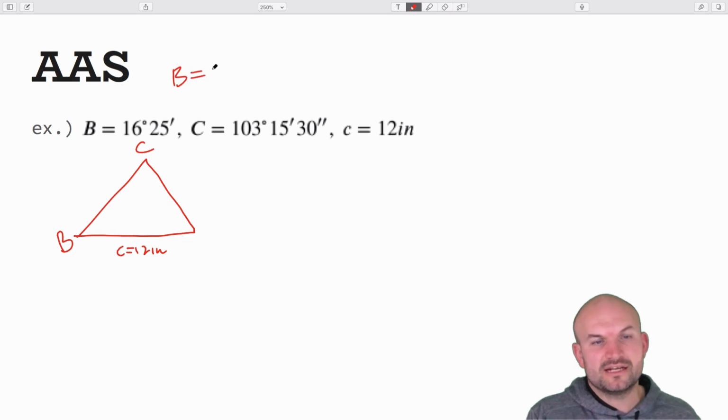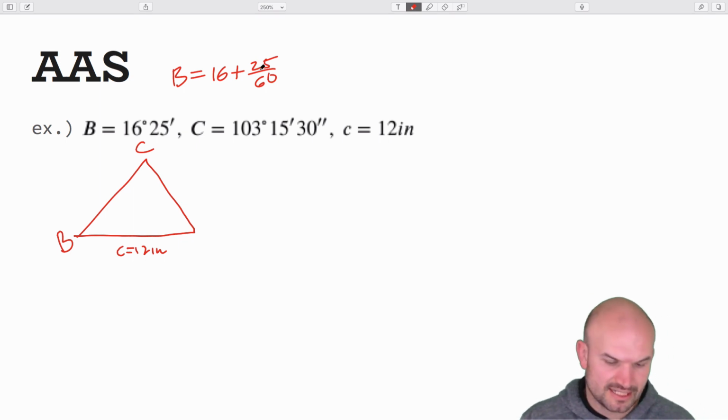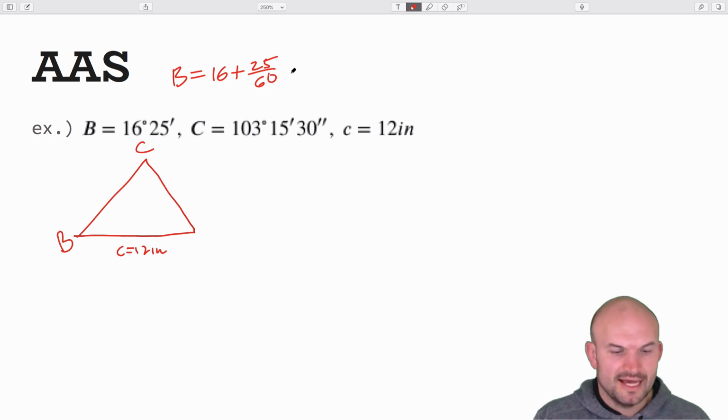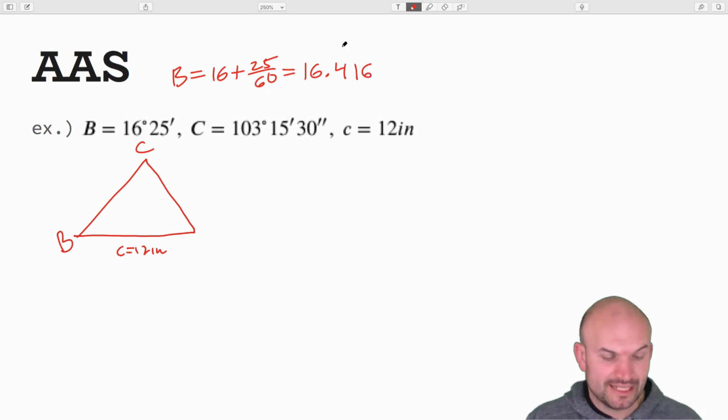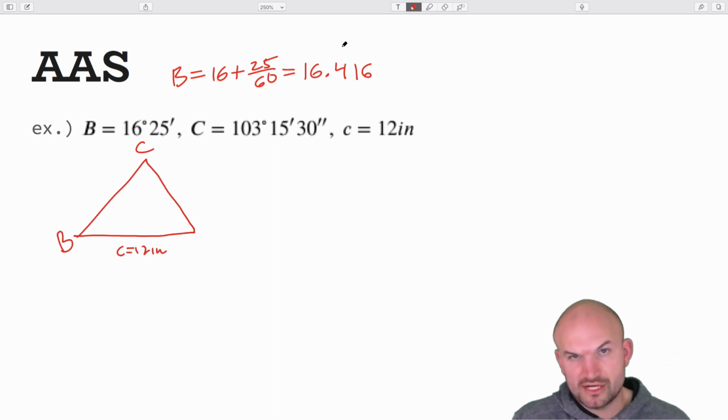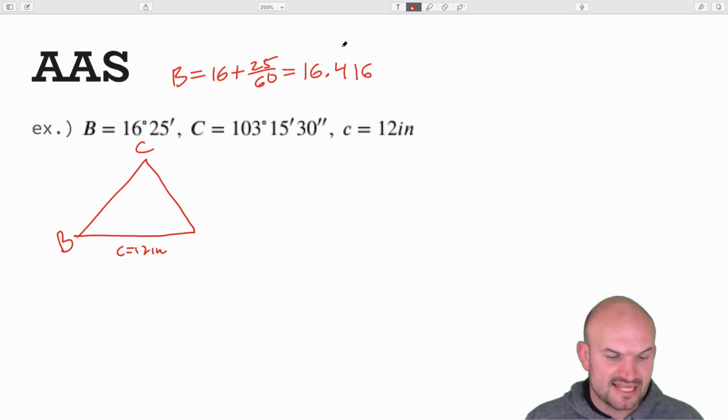So B is going to be 16 plus 25 over 60. Let's figure out what that is. 16 plus 25 over 60 is going to be 16.416, and that's repeating. So rather than rounding that to 16.417, I'm actually going to store that as an answer. I'm going to store it as alpha B. Most scientific calculators have a storing feature, and you can store values into the memory of the calculator. I'm going to store this as alpha B because I don't want to round until the very, very end.